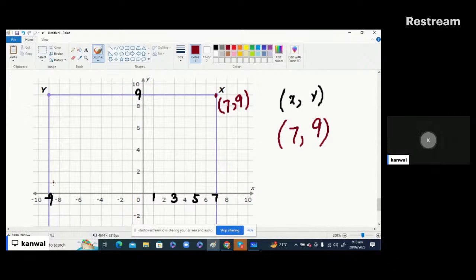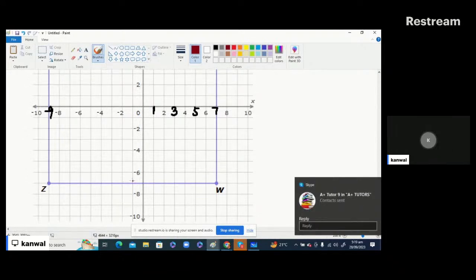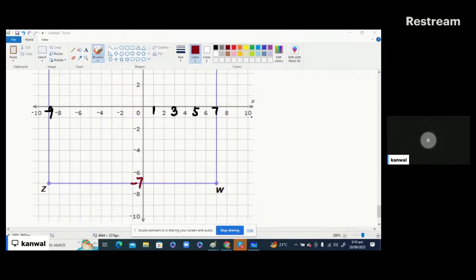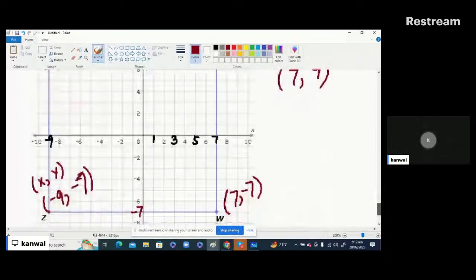Look at that one. What is the x-axis? This is minus 9. What is the y-axis? This is plus 9. Now look at the next. Check it. Here is minus 7. So for that, the x-axis is 7 and the y-axis is minus 7. Now look at this point. First of all, x. Always x, then y. What is the x point here? Minus 9. What is the y point here? Minus 7. Got it?